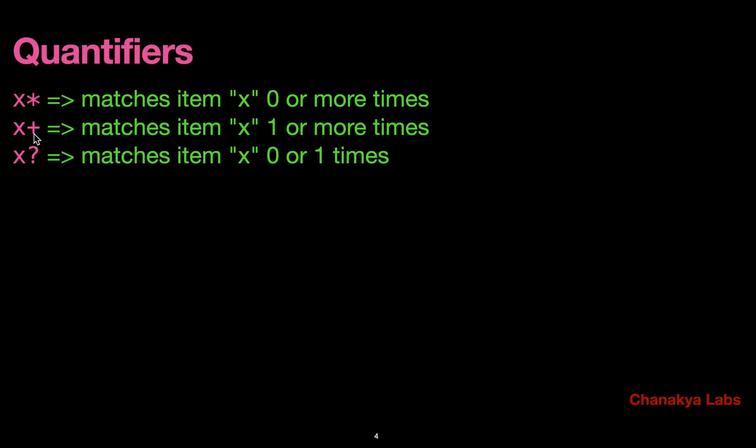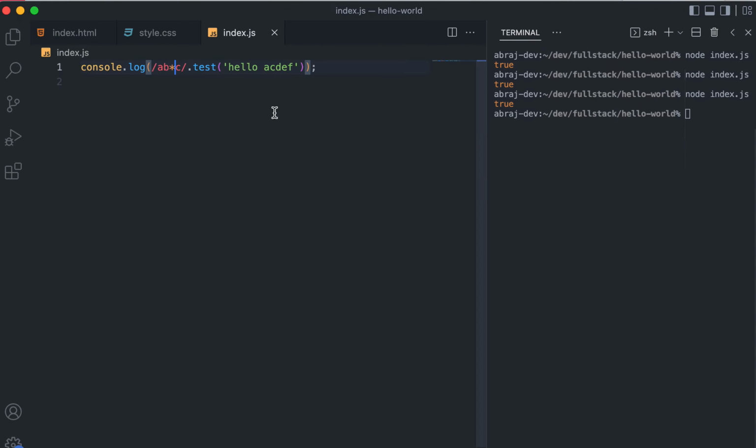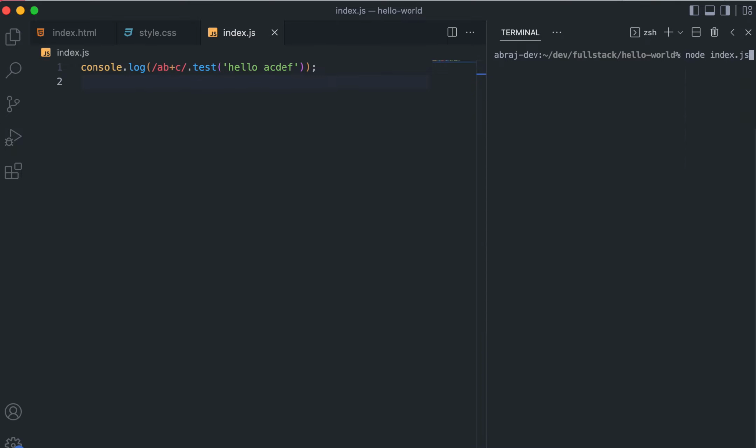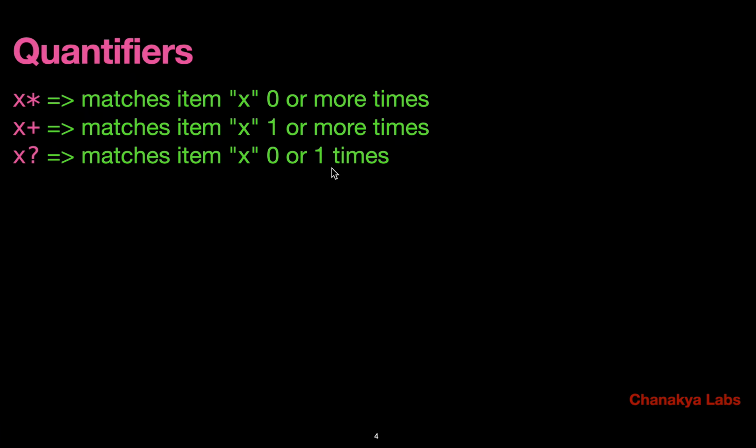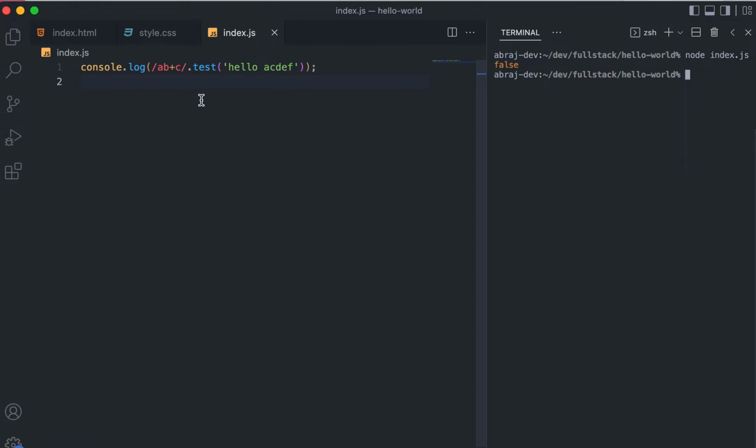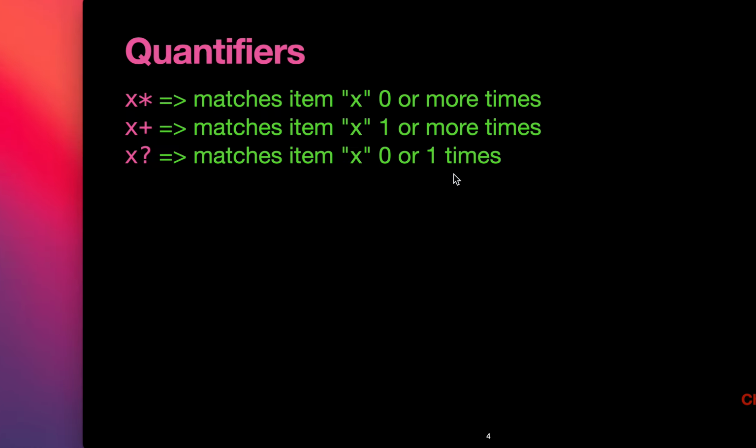However, we have another thing called plus, and this means one or more. If I convert this to plus, then it will fail. It will say no, at least one B should be there. As long as I have one B it will be sufficient to give true, and then you can have any number of B's. But at least one should be there.